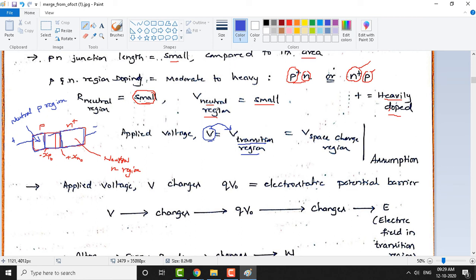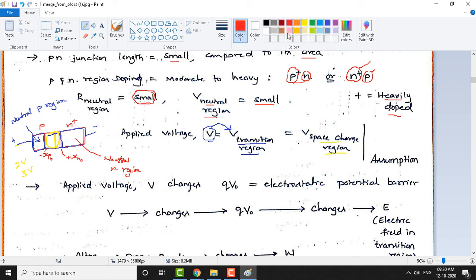This region is very interesting. The voltage you apply here through this battery, suppose you apply either 2 volts or 3 volts, that entire voltage appears in this region, and that's going to be strong in the middle of the junction. So the voltage applied is equal to the voltage that appears in the transition region. This can also be called the voltage in the space charge region.